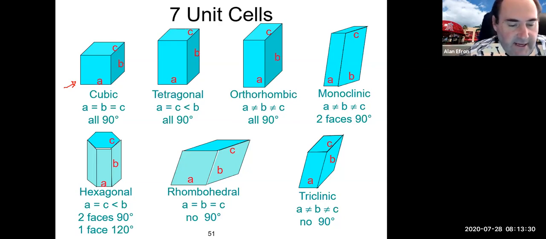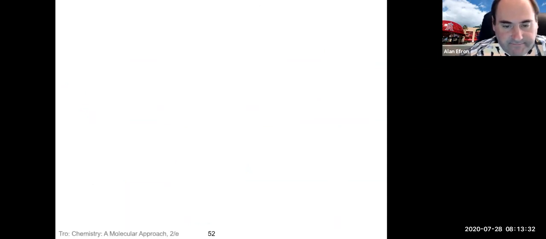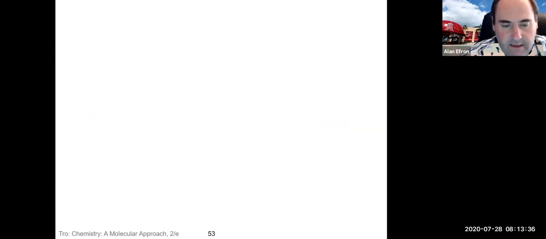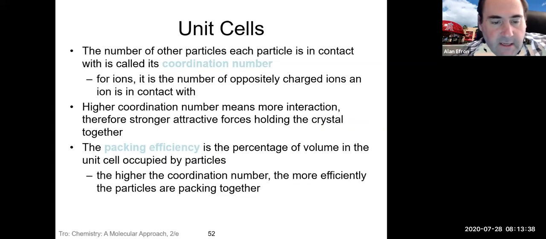And there are a few different types of cubic unit cells. The number of particles in each one that come in contact with each other is what's referred to as the coordination number. And the higher the coordination number, the more interaction is happening. Everybody's attracted together, and there's a stronger force holding them together.